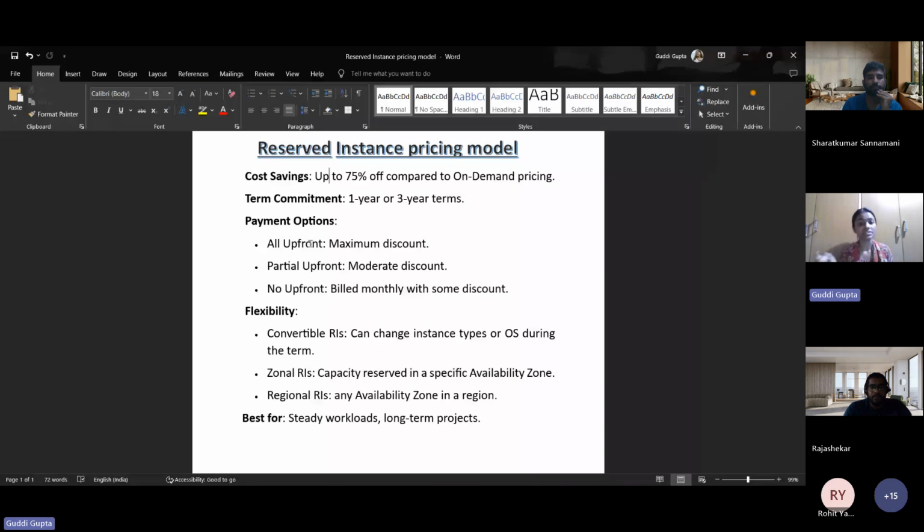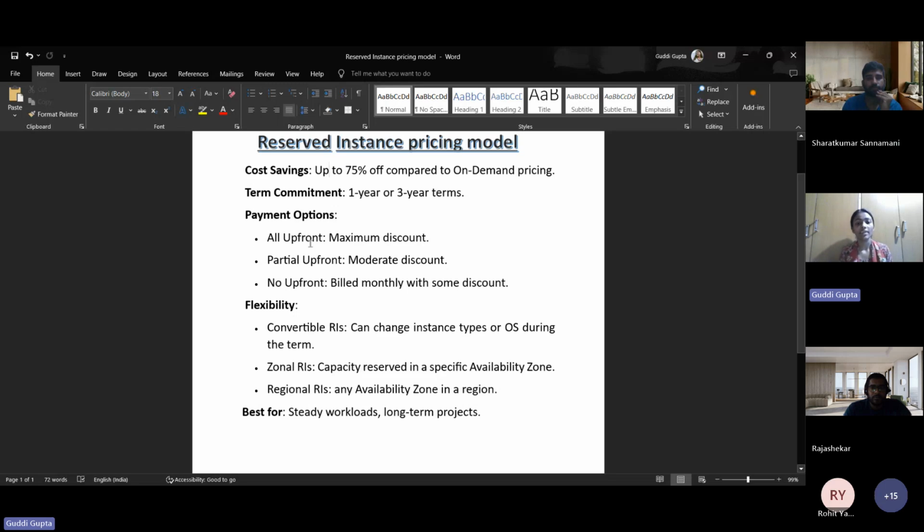Sir, the reserve instance pricing model also provides various types of flexibility. For example, we have the flexibility to change the instance type. Suppose at the time of creating the instances I chose the Microsoft operating system, and later I want to use Linux. I can do this. But the most important thing is that I can make the changes only during the period of time that I have committed.